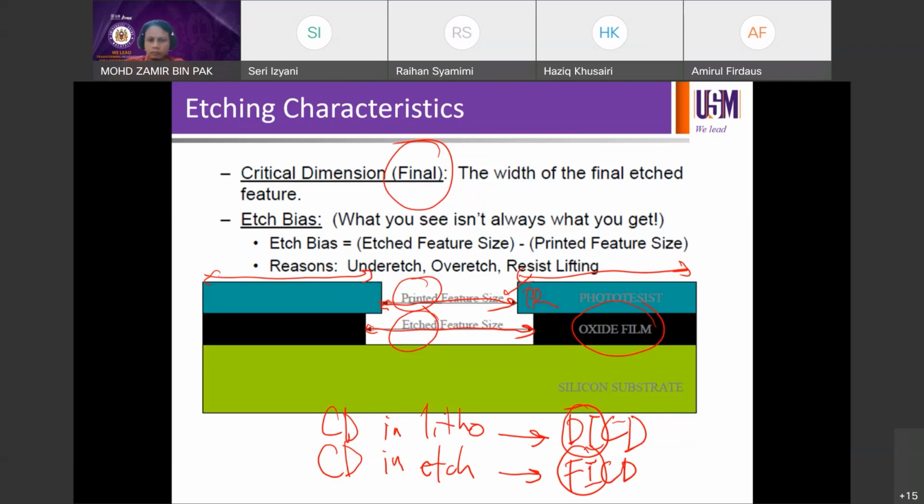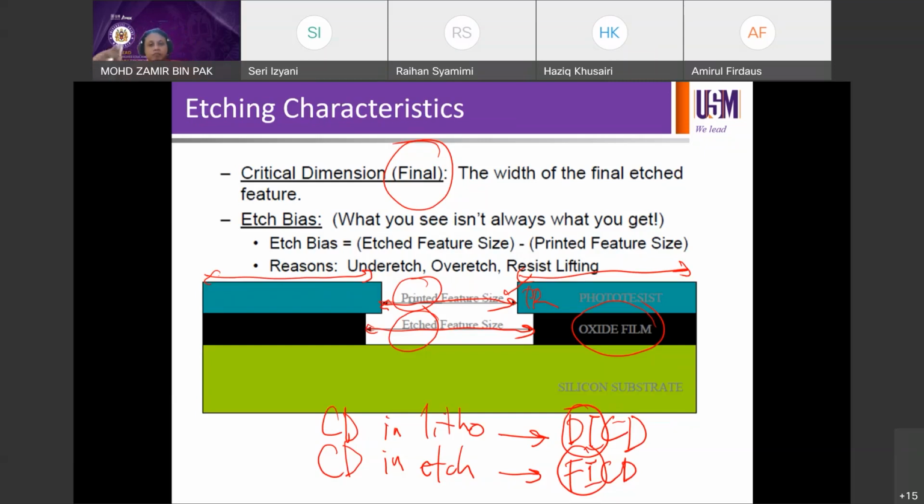What is the I? Who wants to answer? For litho, the I has a different meaning: develop, inspect, CD. For FI, we don't use inspect, but you can also say final inspection CD, that can be done as well. Usually we just use final CD, but if you want to compare, you can say final inspection CD.